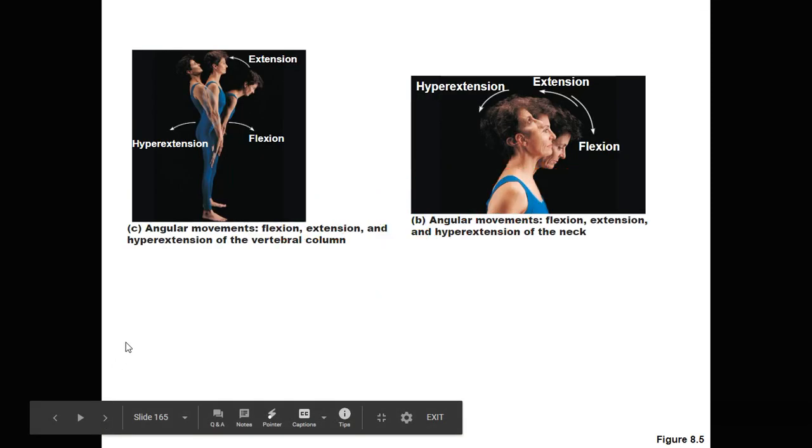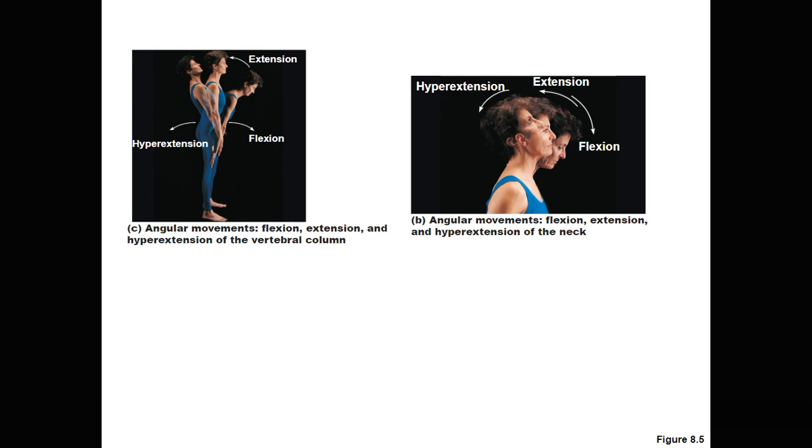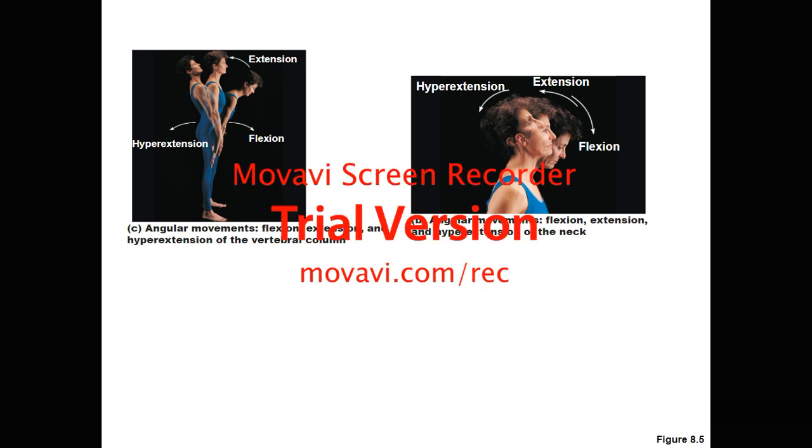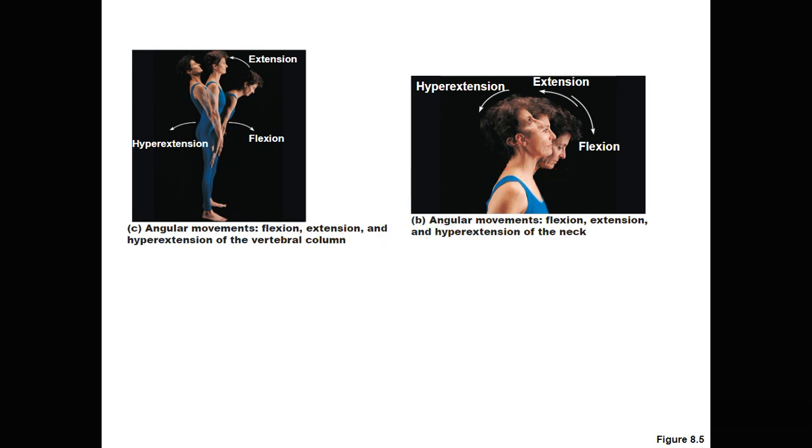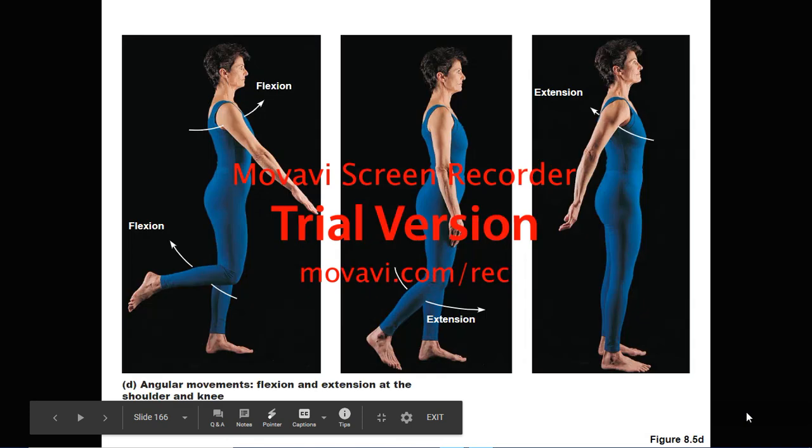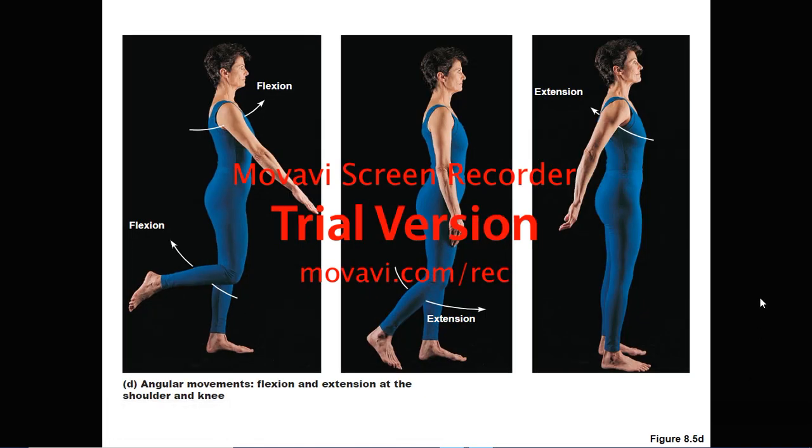And the next slides have picture examples of each. All right, so again, flexion. In this case, she's bending downward, decreasing the angle. Extension, she's standing straight from her flexing position, standing up. And then hyperextension is going further back. Okay, and she's also doing it with her neck. She's doing the same thing with her neck that she was doing with her waist. This figure just has more examples of flexion and extension at the shoulder and knee.